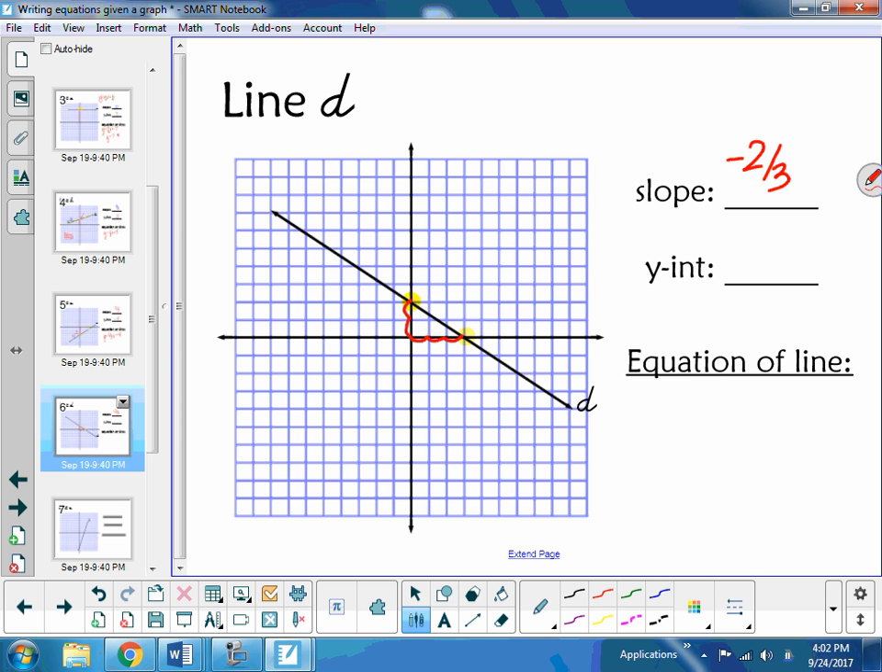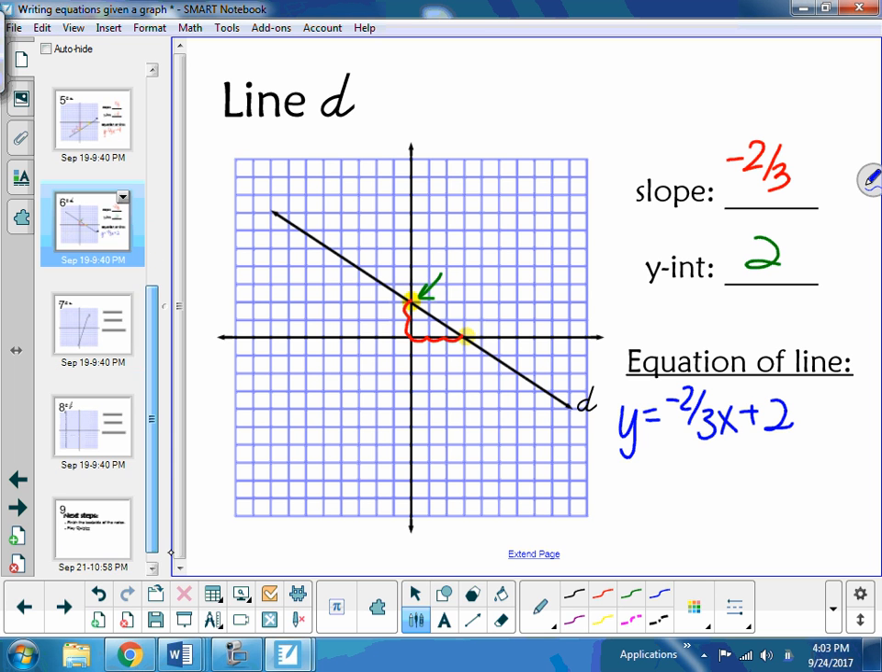Okay, now I've got to figure out my y-intercept. Where is it crossing the y-axis? Right here is where y equals 2. My y-intercept is 2. So go ahead and write the equation on your line. So y equals -2/3 x. Don't forget your x. Plus 2. Okay, a couple more.